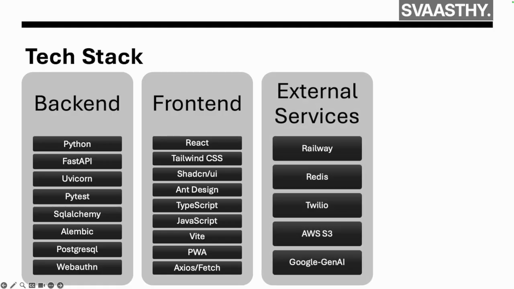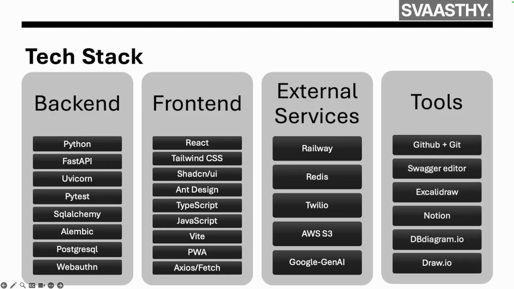We have used external services such as Railway to deploy our applications, Redis for caching purposes, Twilio for sending OTPs and also real-time alerts in the case of an SOS emergency. And we have also used AWS servers to securely store the documents that users upload.